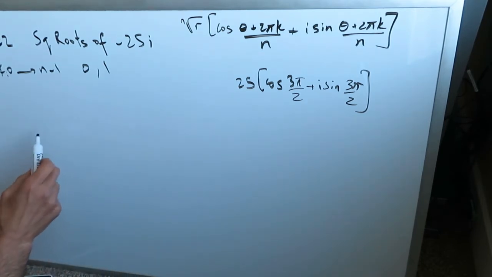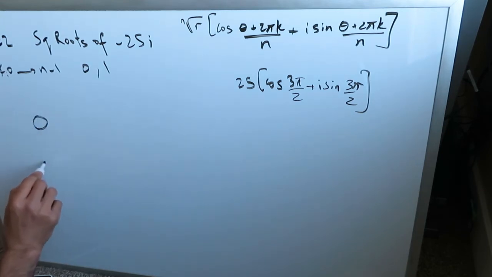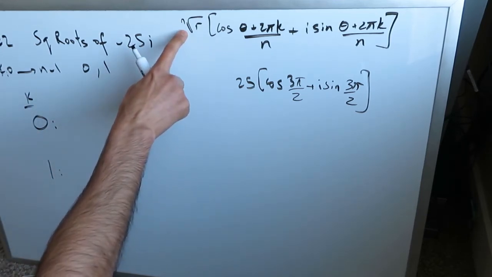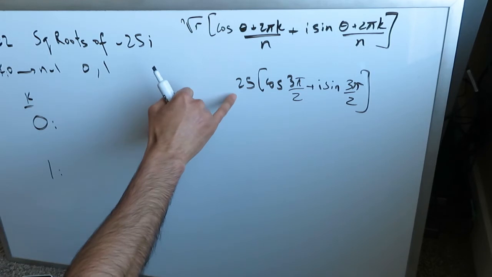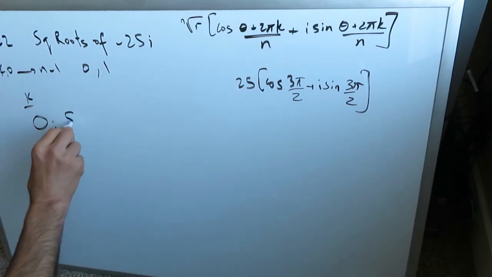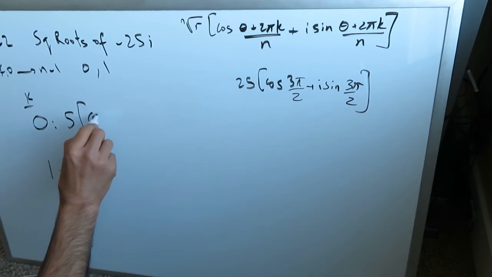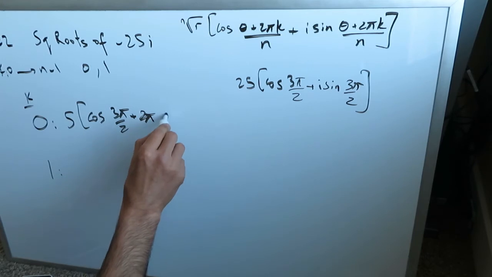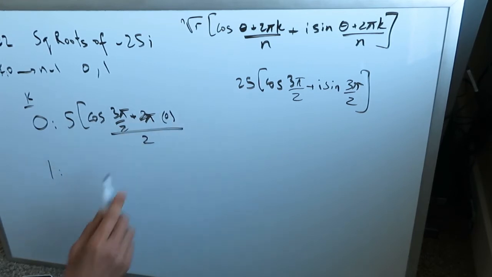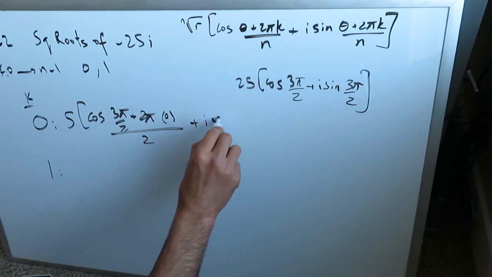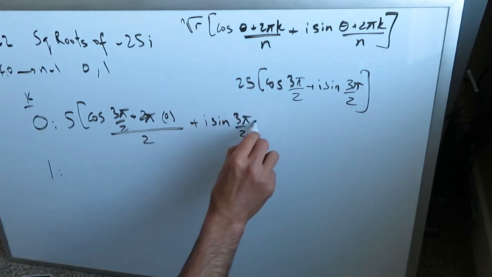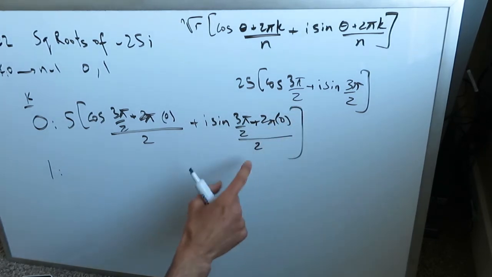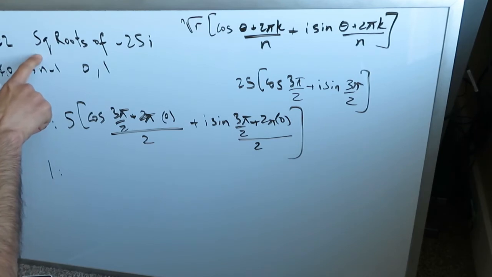Our roots over here are going to be identified with the k values of 0 and 1. And we have to do the nth root of this modulus. The square root of this modulus, 25, is going to be just a 5. So we get lucky over here with an easy number. Then you do cosine of theta, which is 3 pi over 2 plus 2 pi times k value here, which is a 0, all divided by n, which is a 2. Do the same for the sine component, 3 pi over 2 plus 2 pi times 0 all over 2. Remember, my n value is 2, which corresponds to the square.